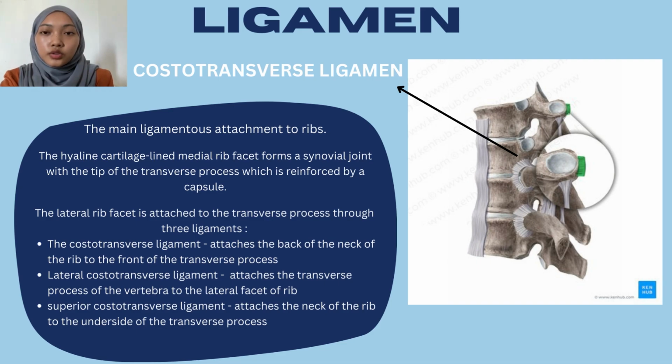The first one is known as the costotransverse ligament, which attaches the back of the neck of the rib to the front of the transverse process. The next group of fibers are known as the lateral costotransverse ligament, which lies posteriorly and attaches the transverse process of the vertebra to the lateral facet of rib, just distal to the tubercle. And the final part is the superior costotransverse ligament, which attaches the neck of the rib to the underside of the transverse process. And the lower two ribs are only attached by ligaments and do not form synovial joints with the transverse process of the vertebra.